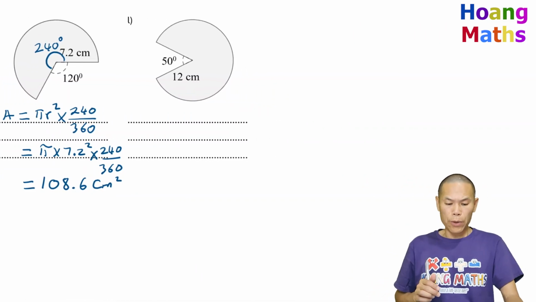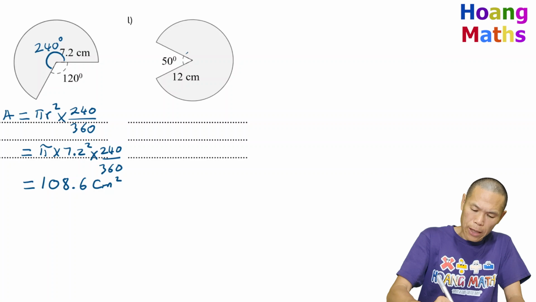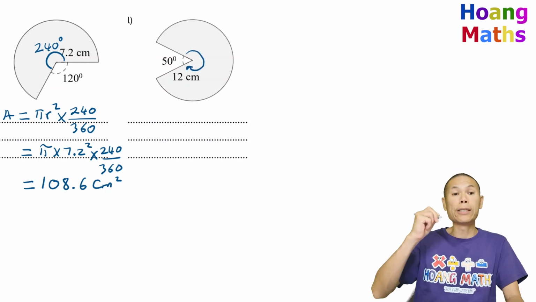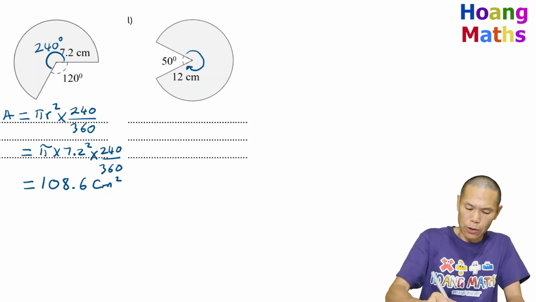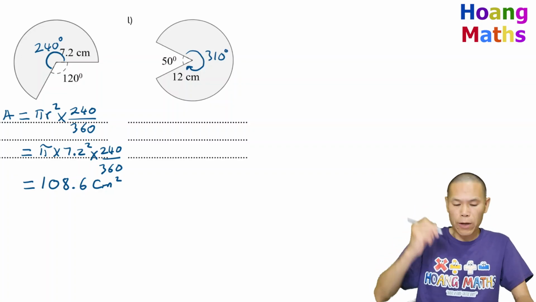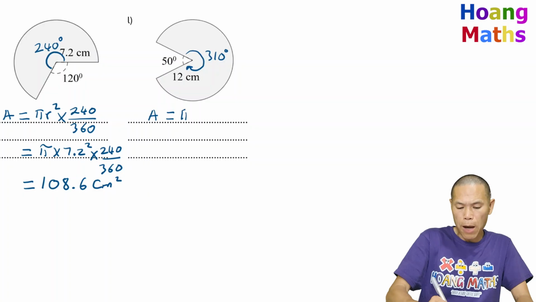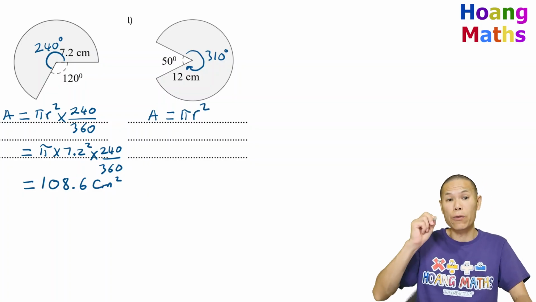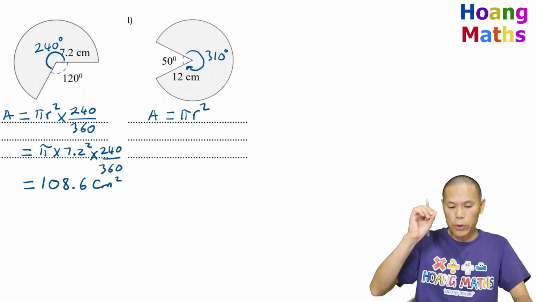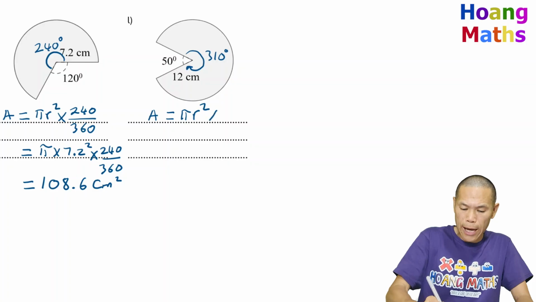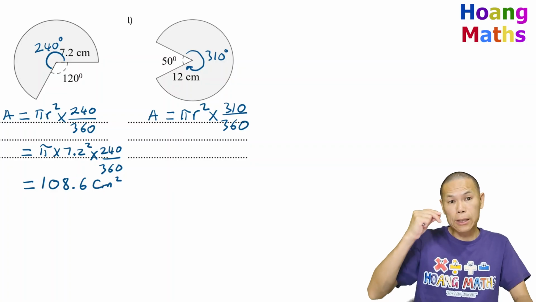Part B. So again, the angle inside here is 360 minus 50, so 310. So we just need to work out the area of this sector. So area of this sector here is pi r squared. That is the area of the whole circle. So we just need to work out 310 out of 360. And the radius is 12.